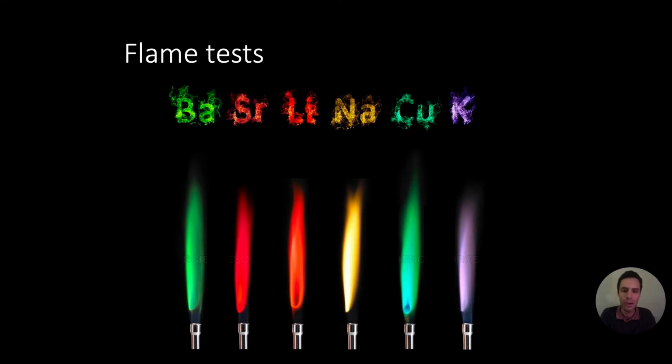And what's cool about this is, one, that there are different colors, but also that these different colors are consistent. So any kind of sodium salt, whether it's sodium chloride or sodium sulfate or sodium nitrate, it will always glow that same yellow. Sodium always glows yellow. Copper always glows green. Why is that?